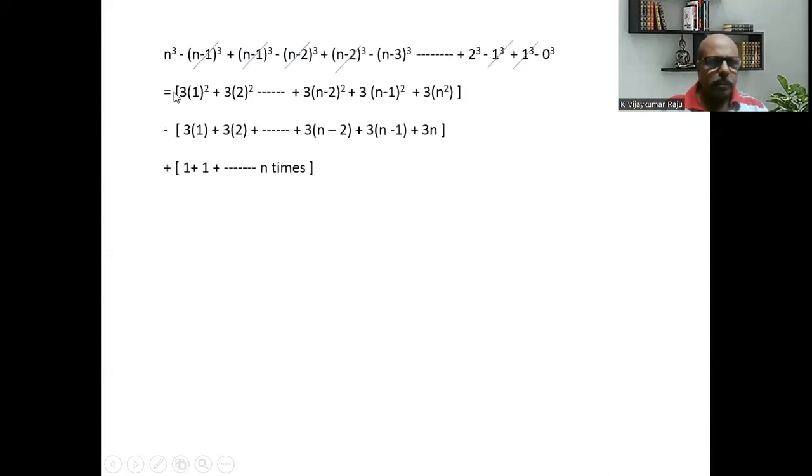So how it will look? So it is 3 bracket 1 square plus 3 bracket 2 square plus 3n minus 2 square plus 3n minus 1 square plus 3n square and minus 3 into 1 plus 3 into 2 plus 3 into 3 and so on, 3 into n minus 2 plus 3 into n minus 1 plus 3n. And the last one will be 1, 1, 1, 1 adding up, it will be n times.